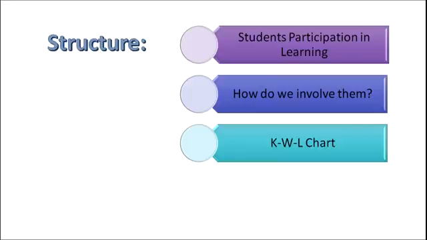Let us have a look at the structure. The structure goes this way. It begins with students' participation in learning, followed by how do we involve them. And the third one is a KWL structure that I will be talking to you of. Now, if you look at the very title of the session, it talks about progress, it talks about participation, and it talks about the use of resources.